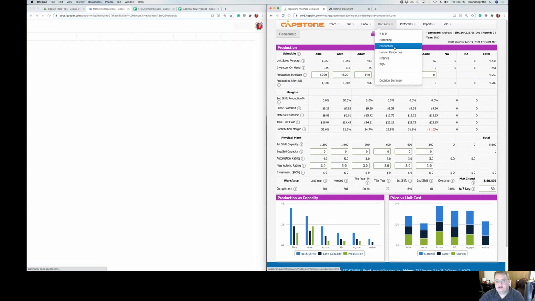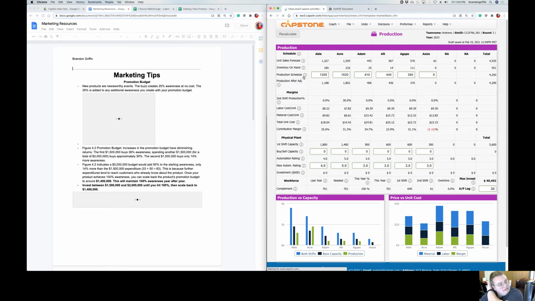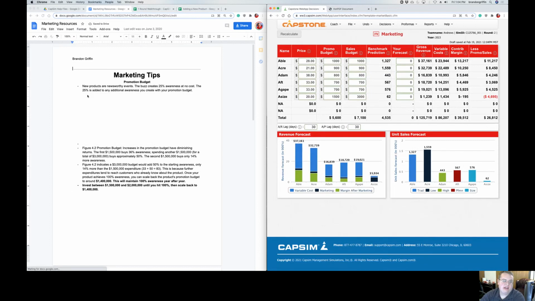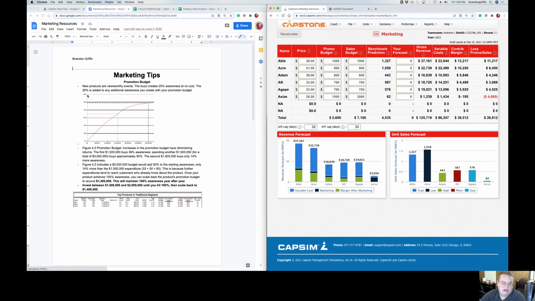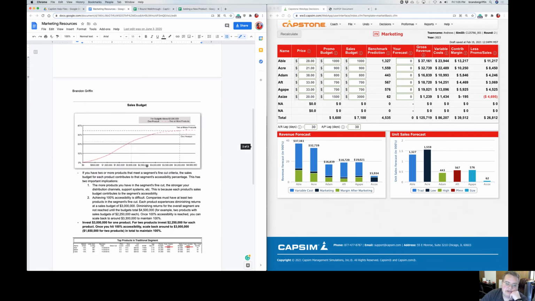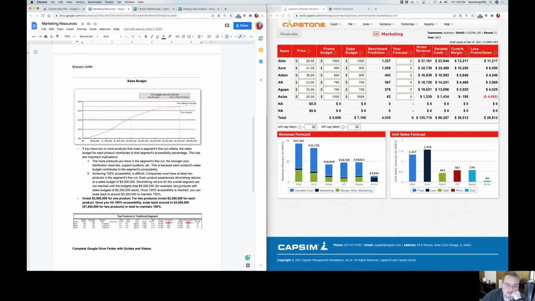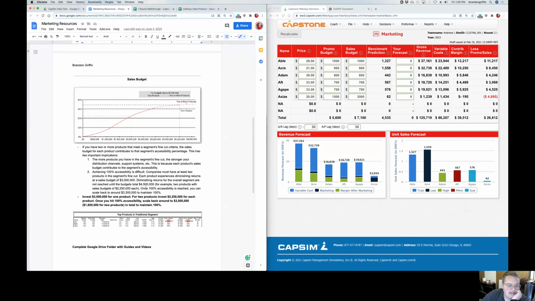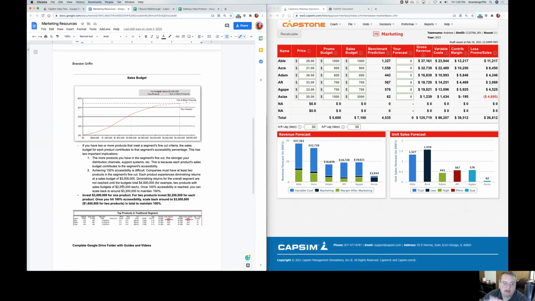And one thing I want to touch on is with the marketing page. Again, this is in my marketing tips Google Drive. That can be found at uvucapsimhelp.wordpress.com. But again, for each individual product, you're going to want to spend that $1,500, and that is individual to each product. But the second you introduce another product, the sales budget gets a little bit trickier because accessibility is related to how many products you have. So essentially, instead of spending the $3,000 in the sales budget, you're going to up that as a total and spend $2,250 in each for each product.